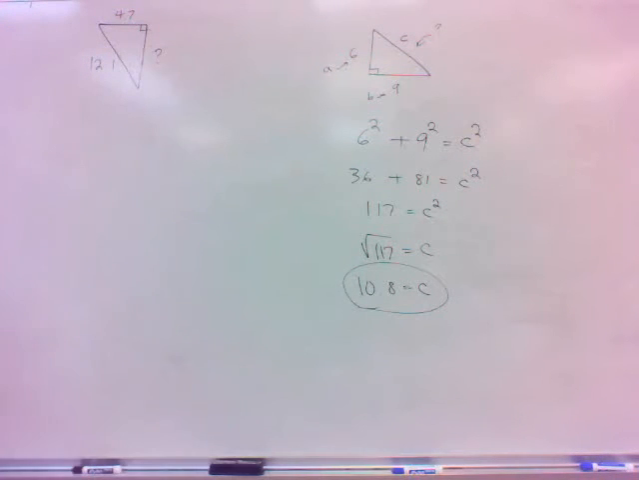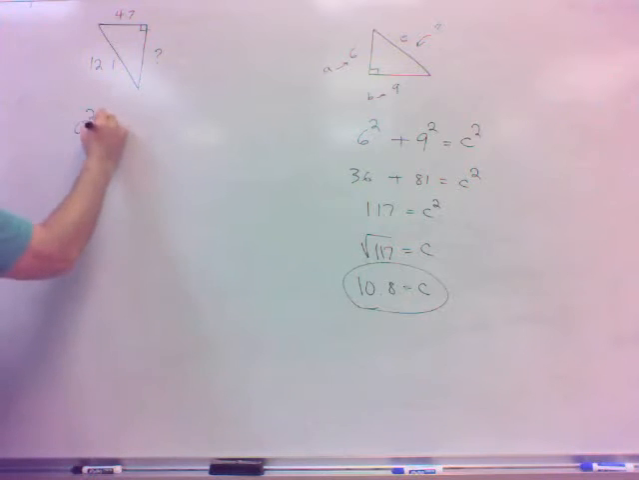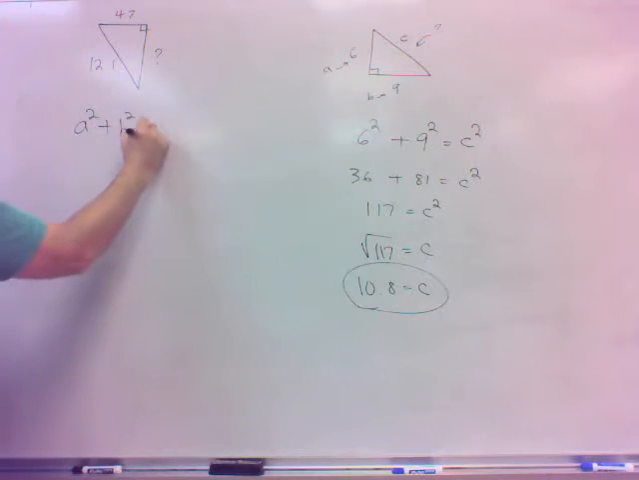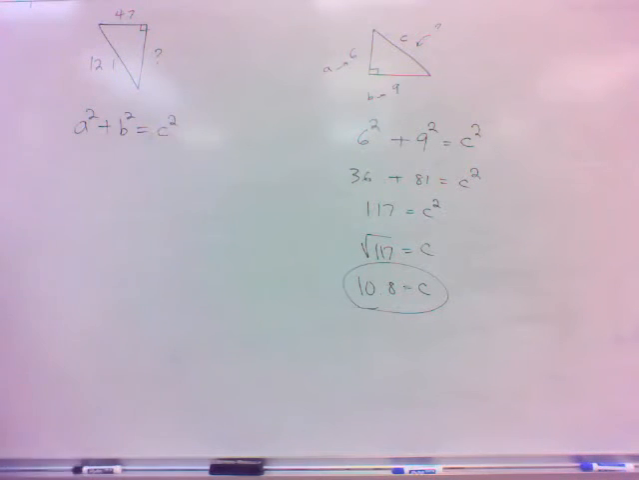What's that missing side length there? Well, it is a right triangle, so it is a squared plus b squared equals c squared. But in this case, do I have a and do I have b? No, I do not have a and b here.